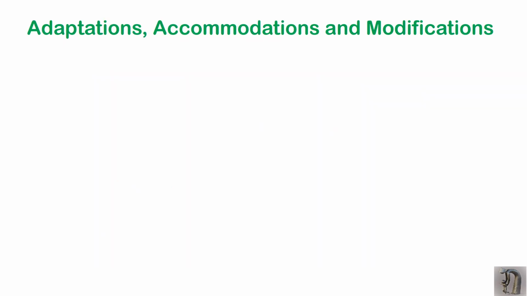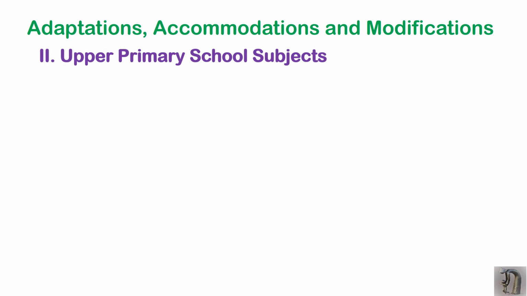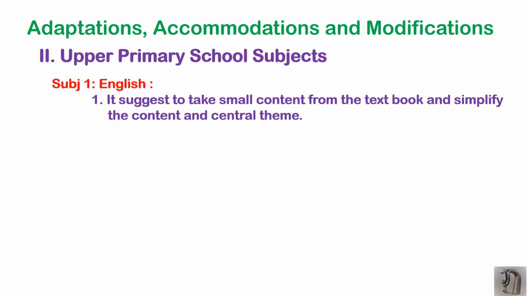Now let us see the adaptation, accommodation, and modification in upper primary school subjects. Here also you will have different subjects, like English. In English, in upper primary, the level is increased now, so whatever the level is, we need to adapt as per the needs of the child.